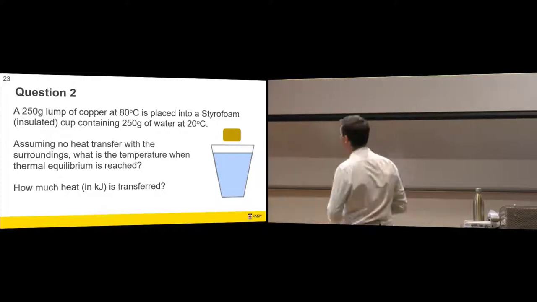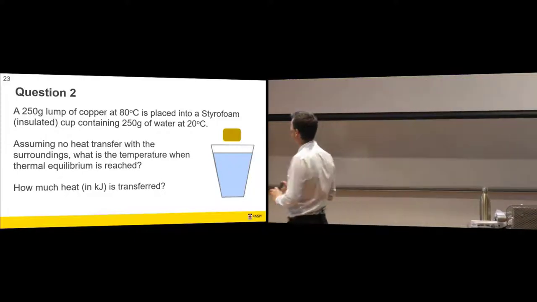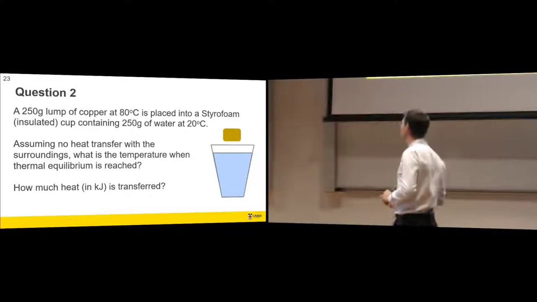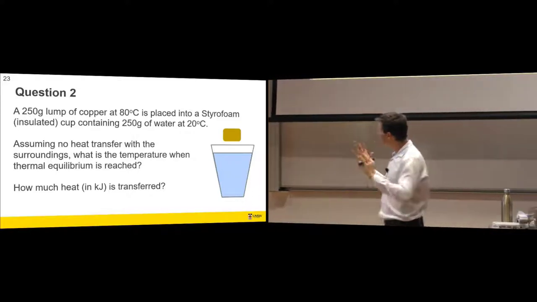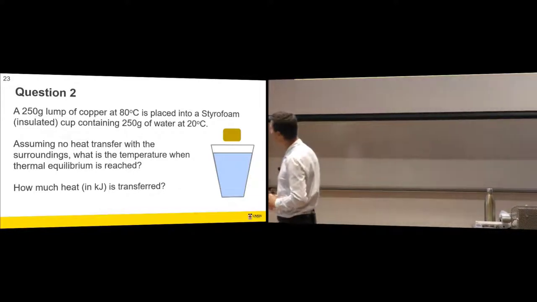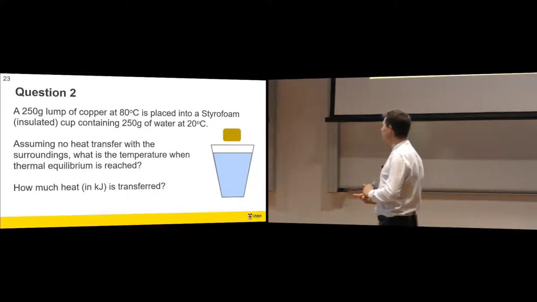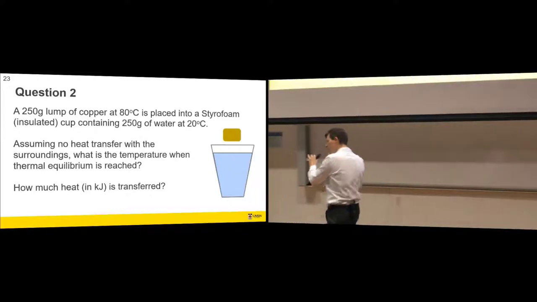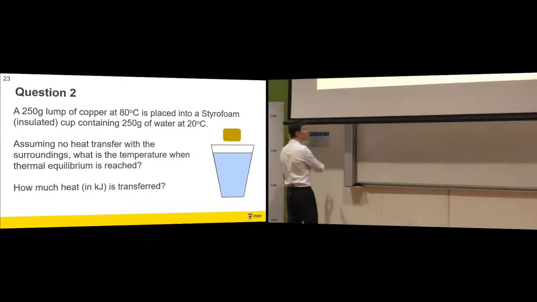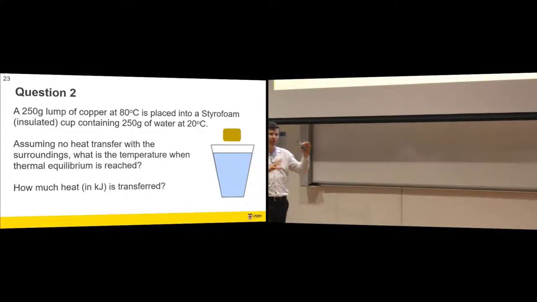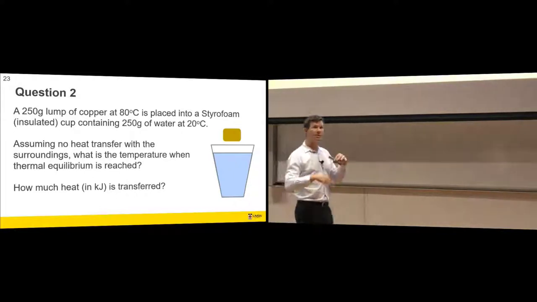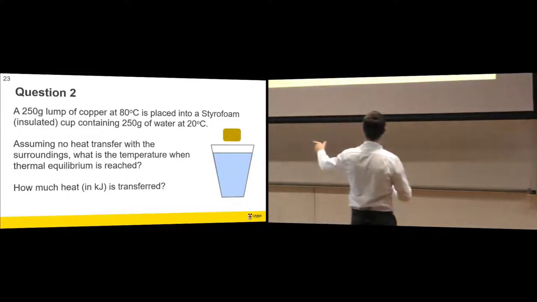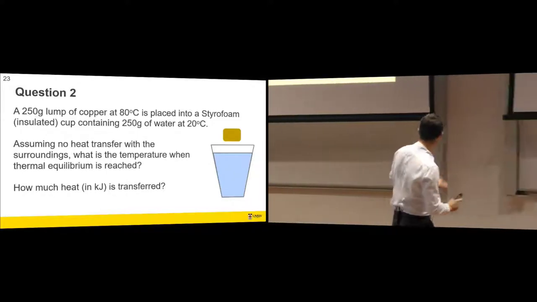Question two. A 250-gram lump of copper at 80 degrees C is placed in a styrofoam cup containing the water we just mixed, at 20 degrees C. Adiabatic, no heat transfer to the surroundings. What's the temperature when thermal equilibrium is reached? Now this end represents 20 degrees C, and the other end represents 80 degrees C. You've got two substances with the same mass. The average between 20 and 80 is 50, so 50 is in the middle here.